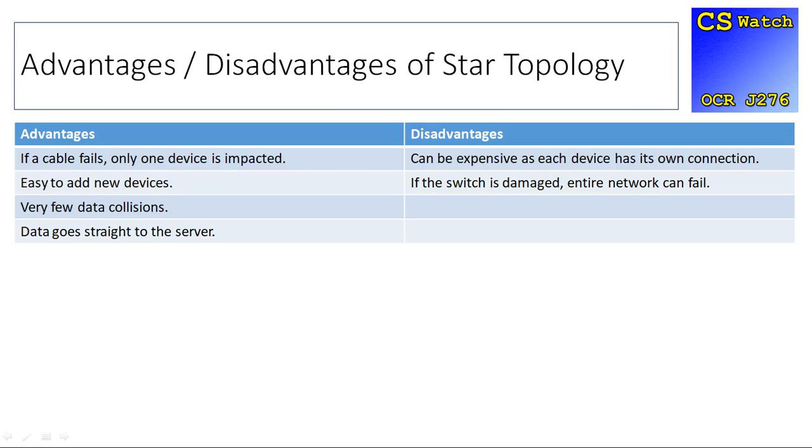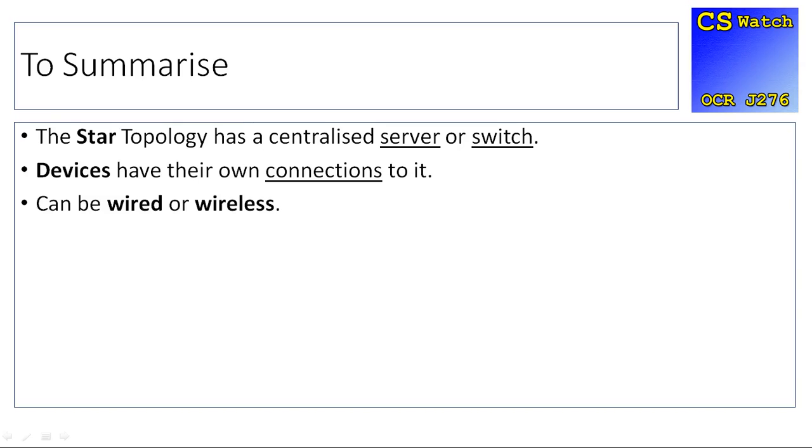So you need to make sure that that centralized server or switch is kept up to date, kept secure 24/7, because if that goes down, your network's useless, no one can see each other, no file sharing, no resource sharing whatsoever. So to summarize, star topology has a centralized server or switch.